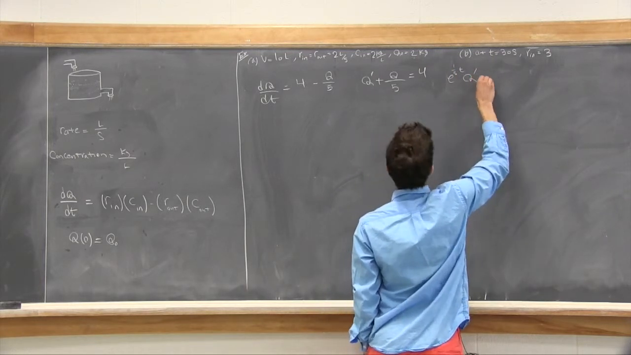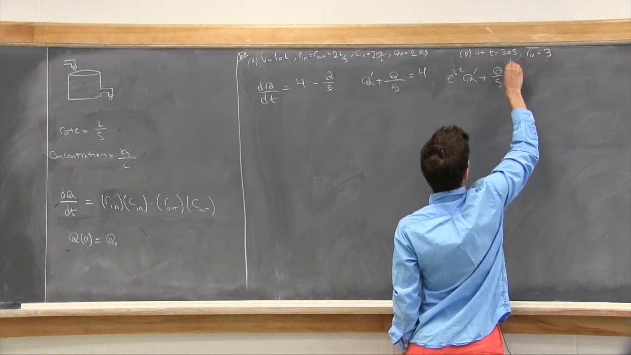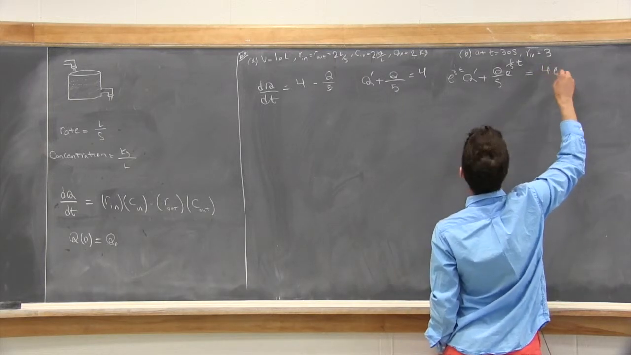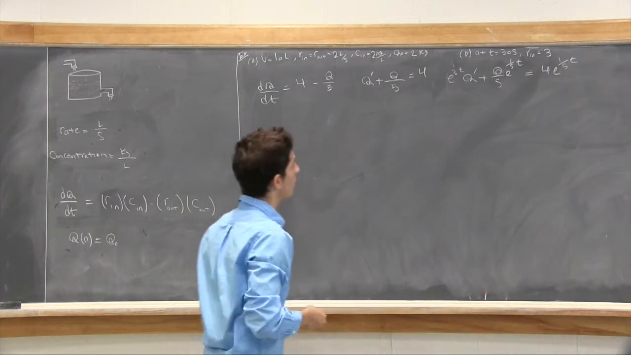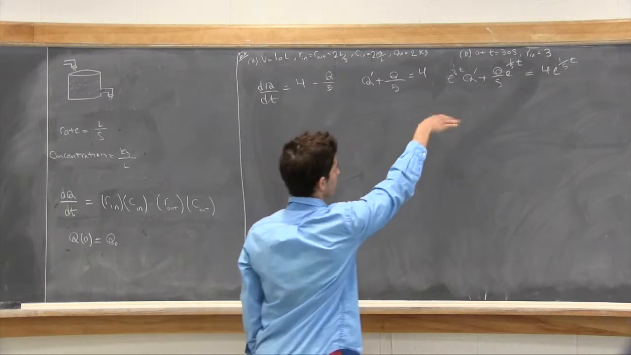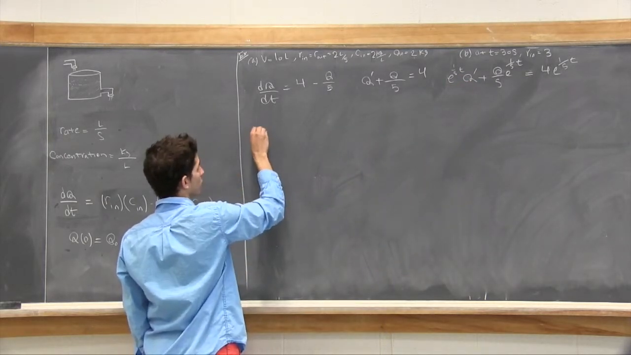Q prime plus Q over 5, times e to the 1/5 t, is equal to, and don't forget to multiply your right-hand side by your integrating factor. So now I have this, and I notice that my left-hand side is a direct result of the product rule applied to this expression.